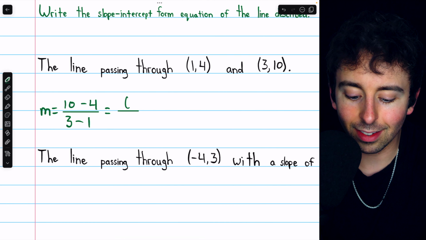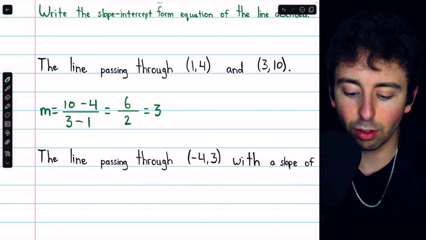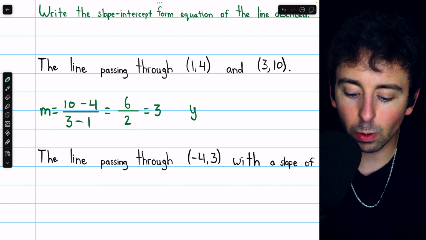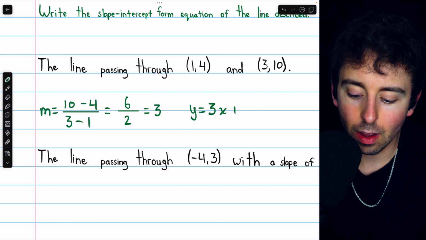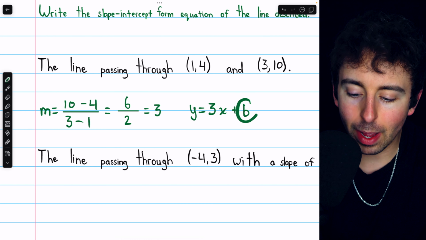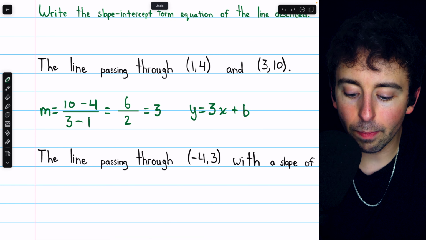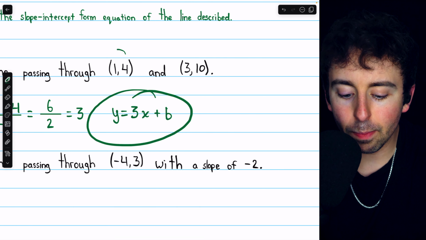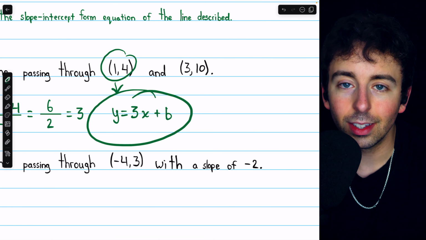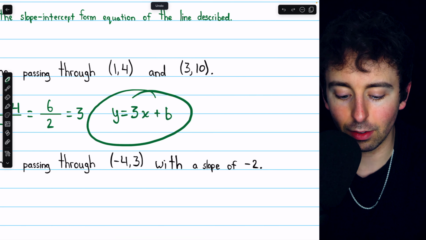10 minus 4 is 6, 3 minus 1 is 2, so this is 6 over 2, which is 3. That's the slope. So our line looks like this: y equals 3x plus b. All that remains is to find b, that y-intercept. In order to figure out what b is, we'll just take this equation with what we know so far and plug either of these points in. Let's say we choose 1, 4. You could also pick 3, 10, and you would get the same answer.